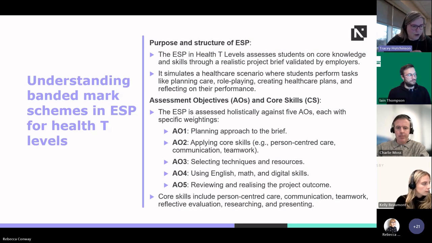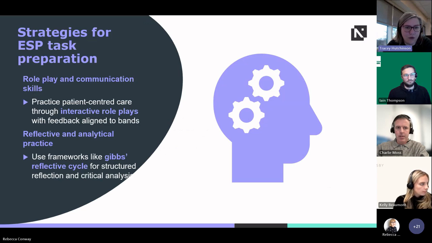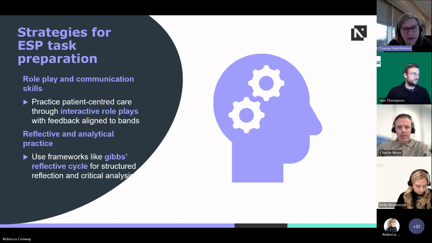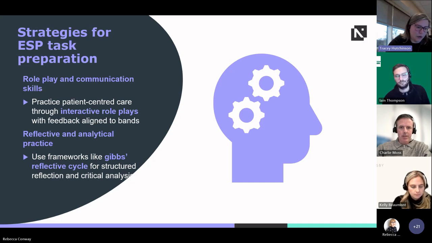We're going to keep moving on. I just realised that we are a little bit short of time, and I could talk for the whole country. So, just some strategies to support the ESP task preparation, really focusing on those role-playing communication skills, supporting practicing that patient-centered care, and really focusing on that reflective cycle through analytical practice.